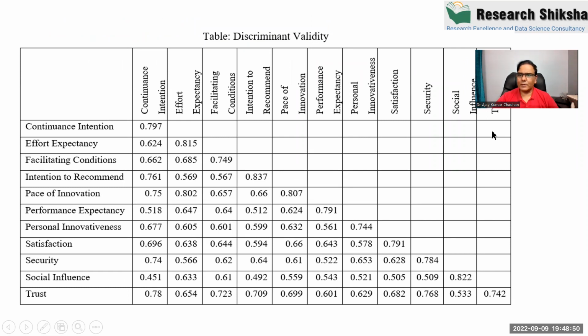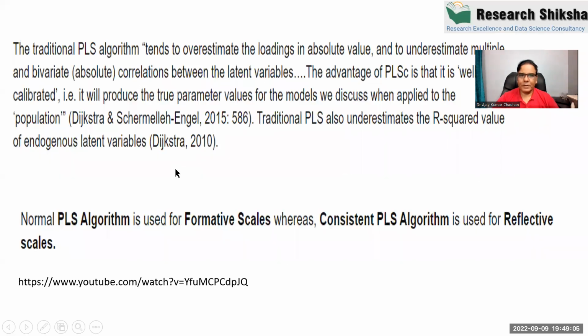You have to report this table in the paper, where the first value indicates the square root of the AVE, and the first value should be greater than all other values in the column. This is a must-have condition in the paper.